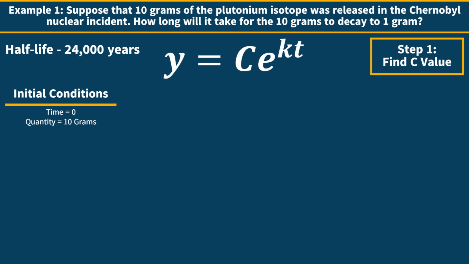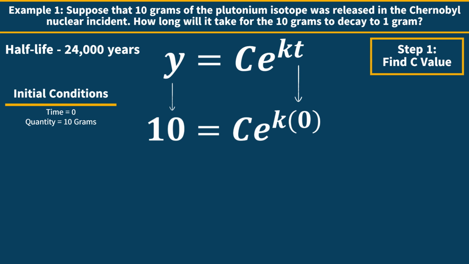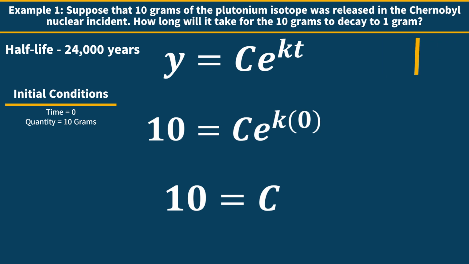Let's substitute our values for the initial conditions. What we have now is 10 is equal to c times e raised to the k times 0. Simplifying, we'll have 10 is equal to c, since e raised to the 0 power is 1, and 1 times c is just c. Therefore, c is equal to 10. You may be thinking, couldn't we skip this step since we know that c is equal to our initial value? In this case, you would be correct. However, in other examples that may not be the case, so it's always better to do this step first.